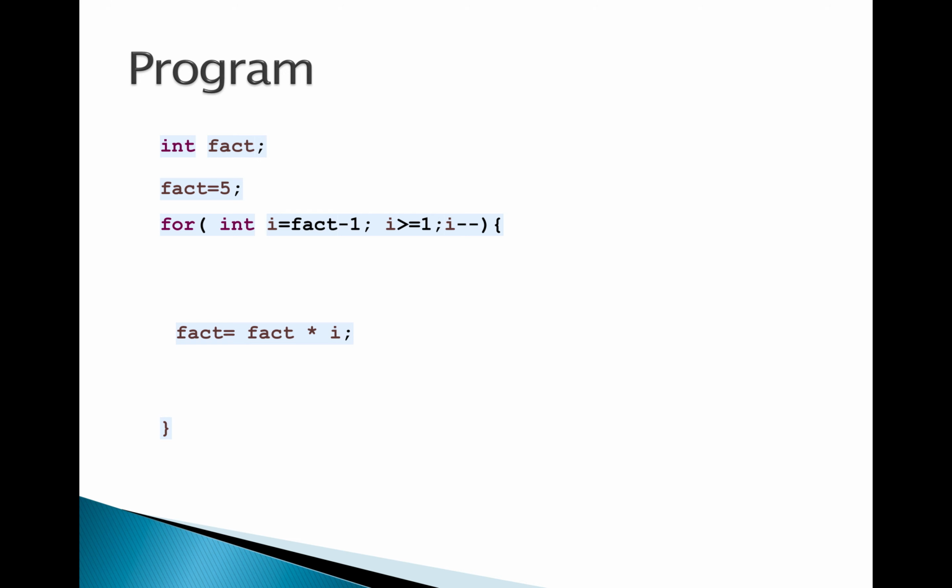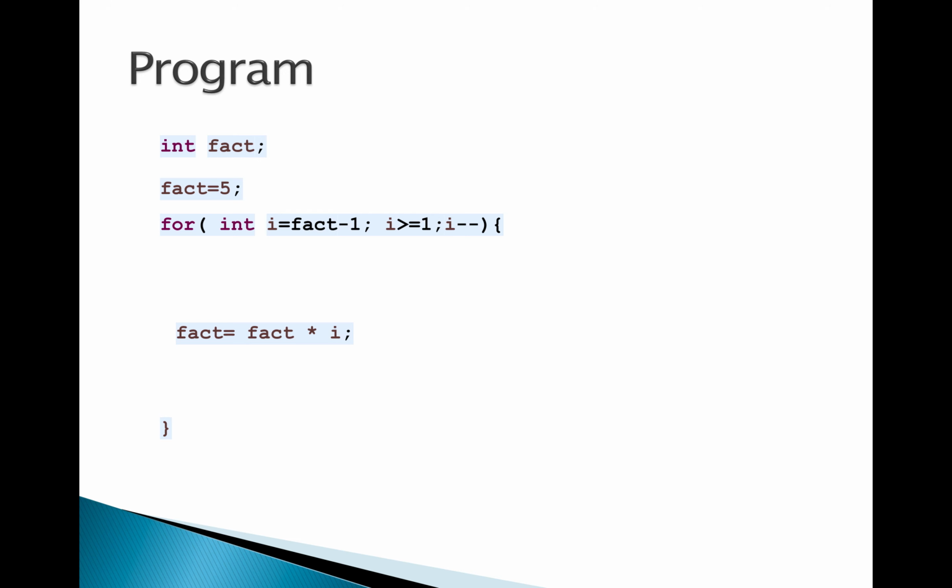So I'm saying I greater than or equal to 1 is the condition. So 4 is greater than or equal to 1. Then it goes inside the loop and it performs 5 into 4, and fact becomes 20 now. Now I have to get decremented, so I put I minus minus. So 4 is going to become 3. 3 is still greater than or equal to 1.